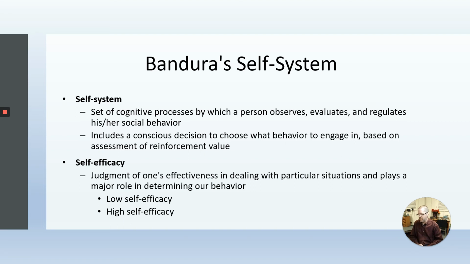How about Bandura? Bandura, Albert Bandura, is born 1925, still living, I believe. So he's up there, 95. His self system, this set of cognitive processes by which a person observes, evaluates, and regulates his or her social behavior, includes a conscious decision to choose what behavior to engage in based on assessment of reinforcement value, right? So you can read that. I just read it. What is that self kind of system? So this would involve, according to Bandura, this is how he would say it.